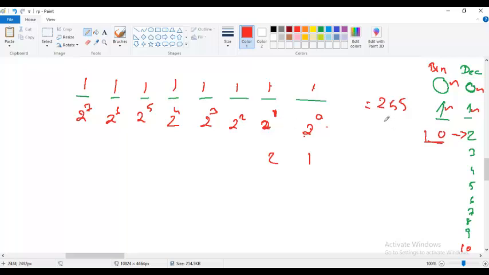Exactly. 8 multiplied by 1 is 8. 2 to the power of 4 is what? Exactly. So if you multiply this again by 2, 16. And likewise, this is 32, 64, and 128. And when you add all these face values, you will get this value, 255.